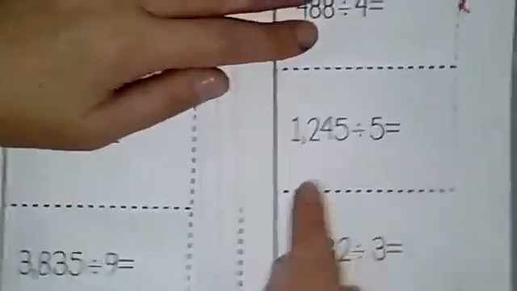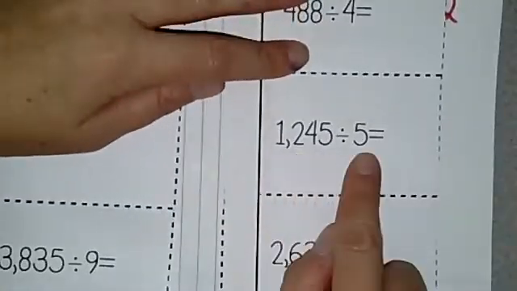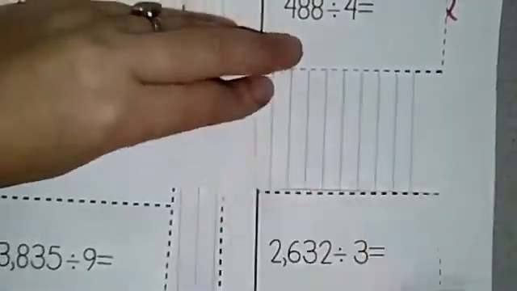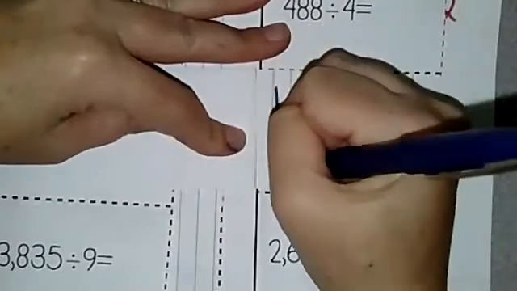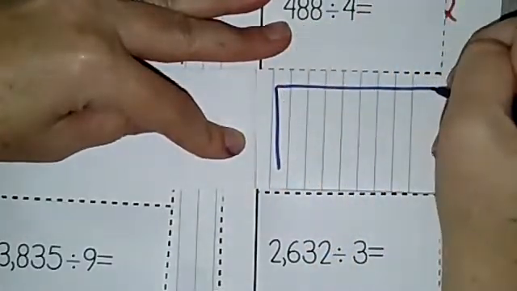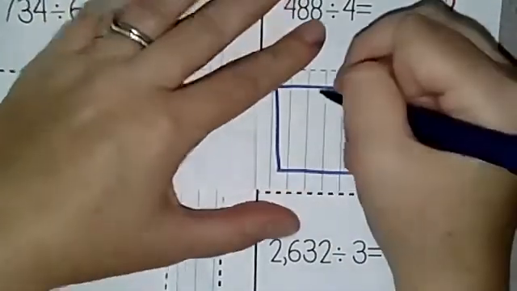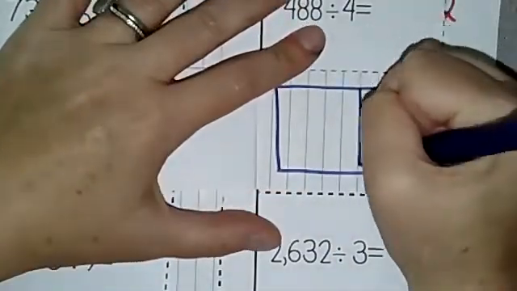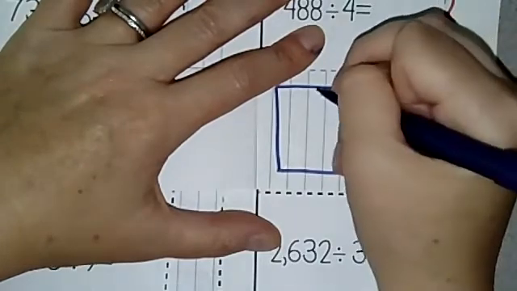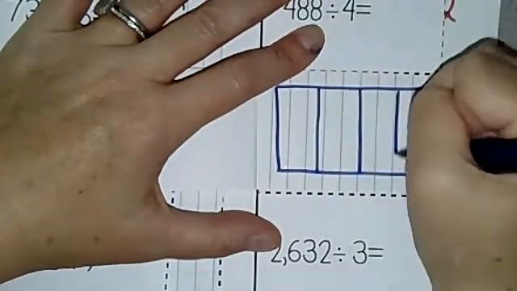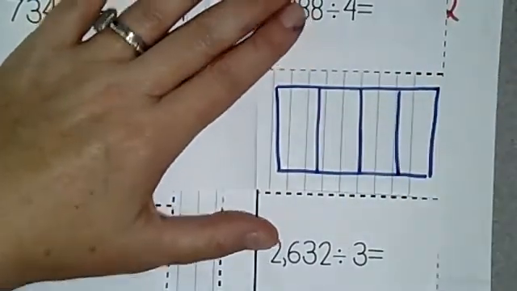And this one is 4-digit divided by 1 digit. So let's do 4 blocks. Here we go. Draw a large rectangle. Divide it by drawing 3 lines. Do 1 down the middle and then split the halves with lines. All right, here we go.